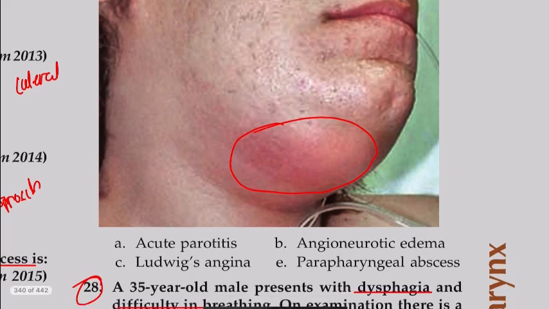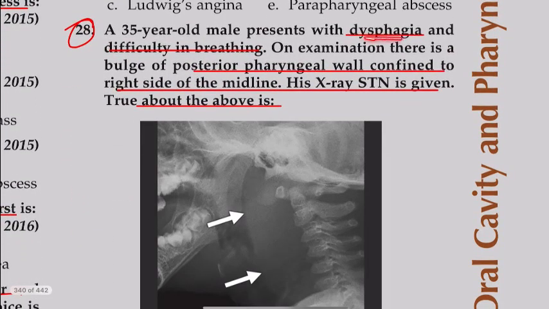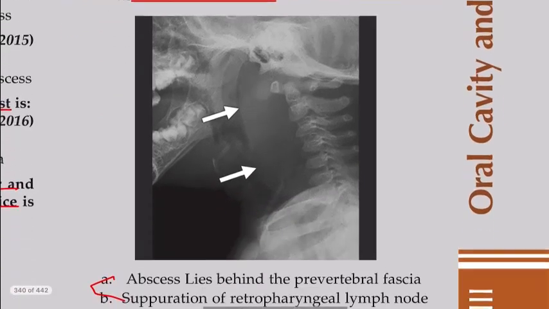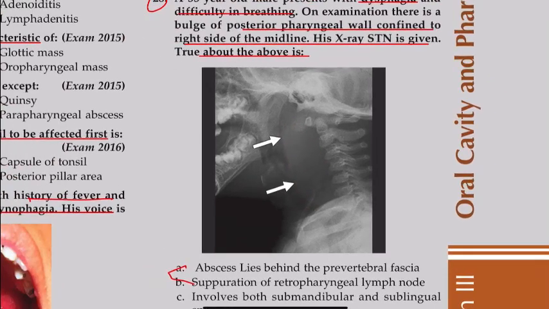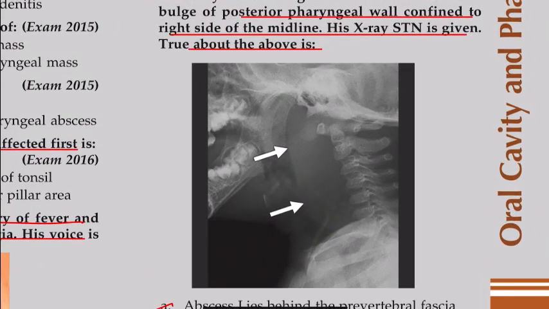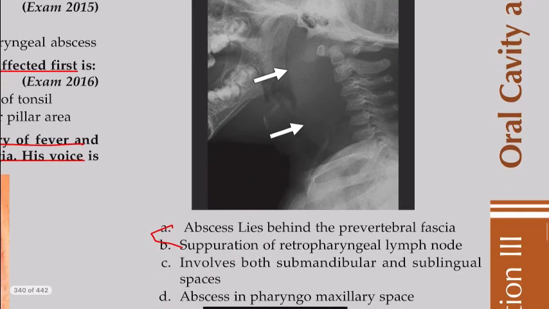Next question, number 28. A 35-year-old male presents with dysphagia and difficulty in breathing. On examination there is a bulge in the posterior pharyngeal wall confined to the right side of midline. His x-ray is given. As you can see, there is fluid, darkness is seen there. The x-ray cannot differentiate between an abscess behind the perivertebral fascia or suppuration of a retropharyngeal lymph node, so both can be true, option A and B. But since the bulge is confined to the right side of midline, B, suppuration of retropharyngeal lymph node, is the right answer.